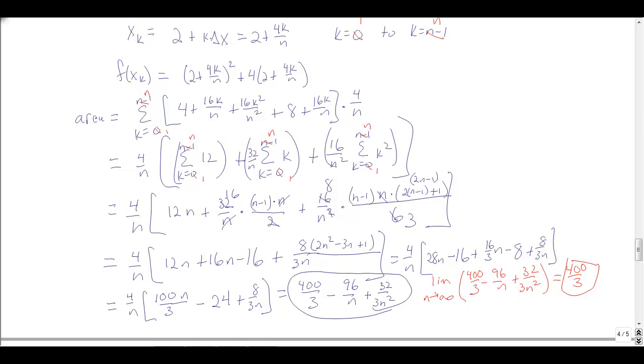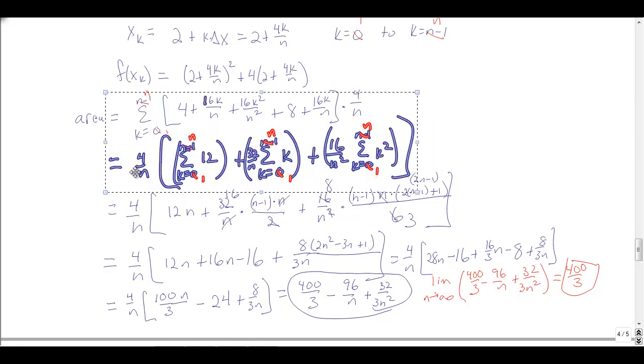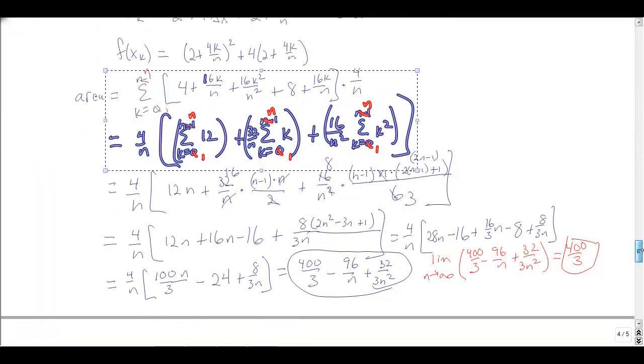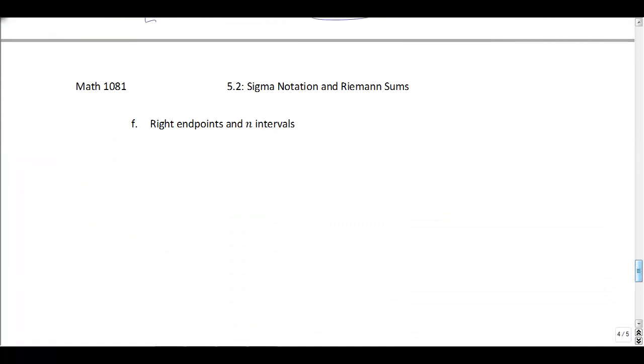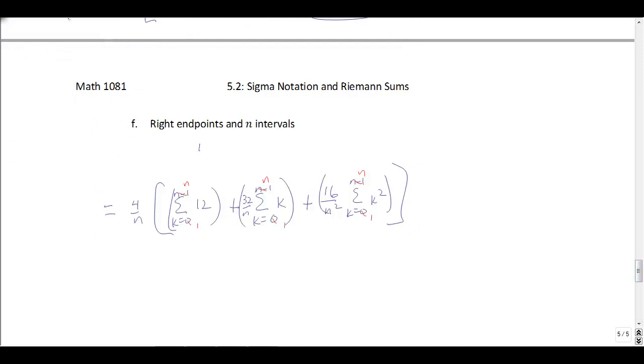So I'm going to go and just copy this bit, see if we can get exactly what we want here. Copy, and then I'll just write down that formula there. Back to my blue pen here. So this is the formula we want. So this is 4 over n. Let's see, this is still n, so it's still 12n. Then we get plus 32 over n.